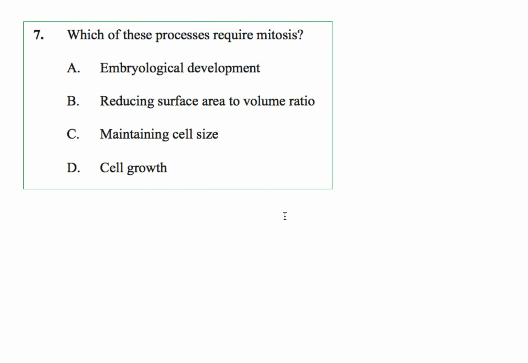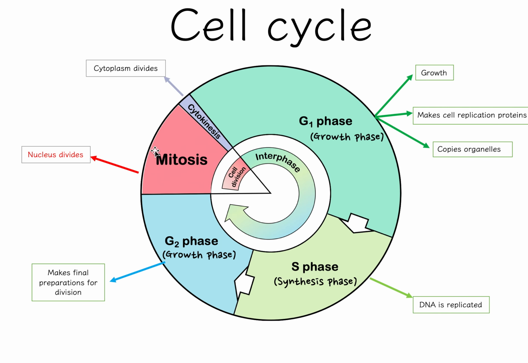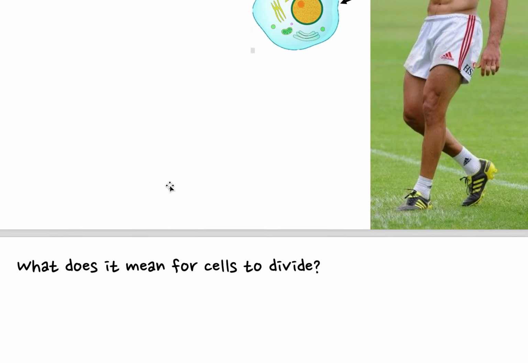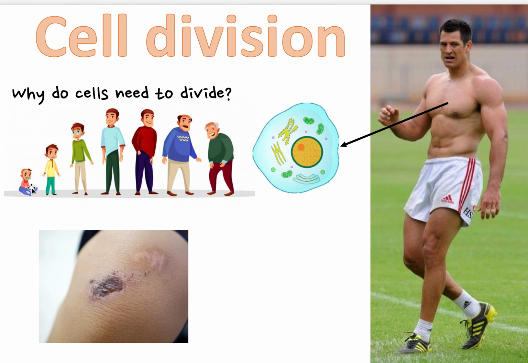Okay, next one. Which of these processes require mitosis? We know mitosis is the division of cells, making more cells, right? Why do we need mitosis? So overall, there are two reasons for why we need mitosis. One, to grow up, to turn from an embryo in your mom's uterus into a full-blown adult, okay? We need to grow, so we can become bigger. We're made of cells, right? So the only way we can get bigger is if we become more cells, right?